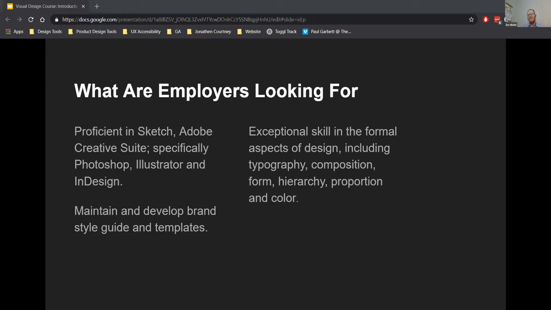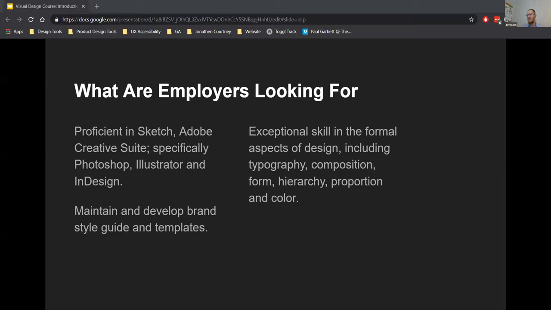One was more like a mid-sized company and small. And one was part of the New York Times Magazine family and probably very large or very established. So they're looking for an ability to be good at Sketch, Adobe Creative Suite, and specifically Photoshop, Illustrator, and InDesign.